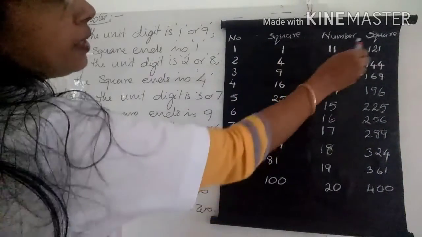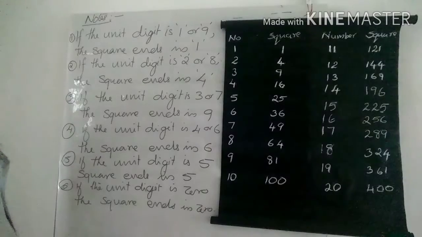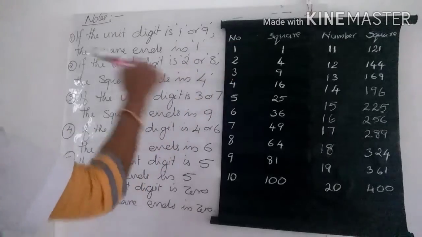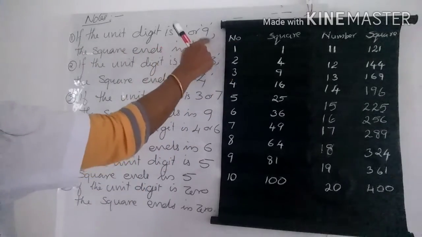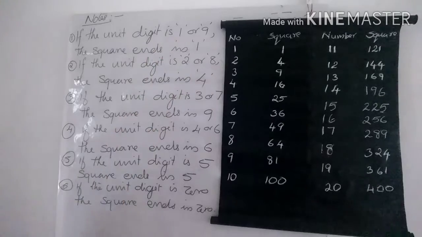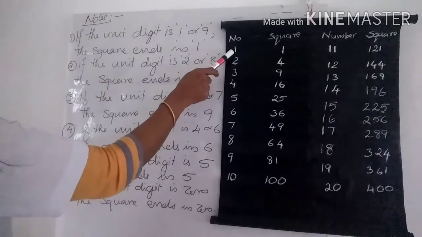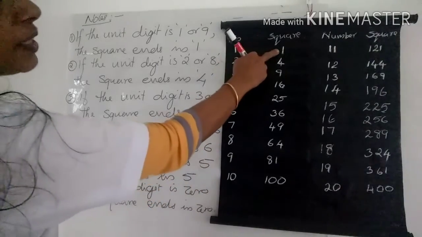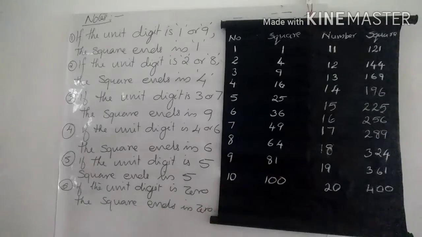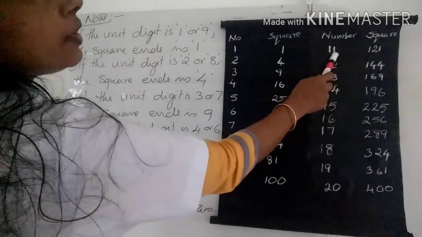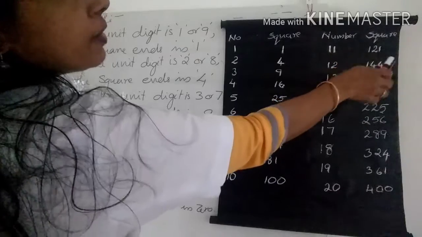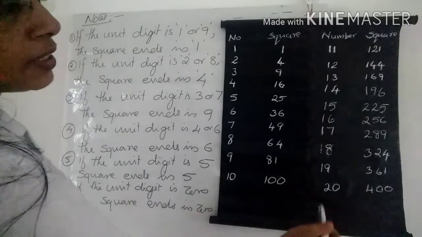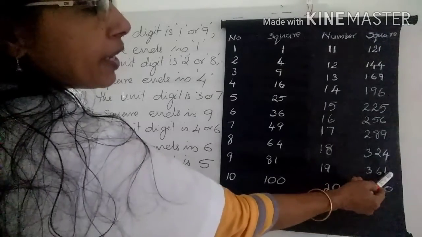Now look at this table, the squares of these numbers. Based on this, we have to write some notes. Look at the table. If the unit digit is 1 or 9, the square ends in 1. If the unit digit of a number is 1 or 9, the square of that number ends in 1 itself. Look here: 11, unit digit is 1, square ends in 1. 19, unit digit is 9, square ends in 1.